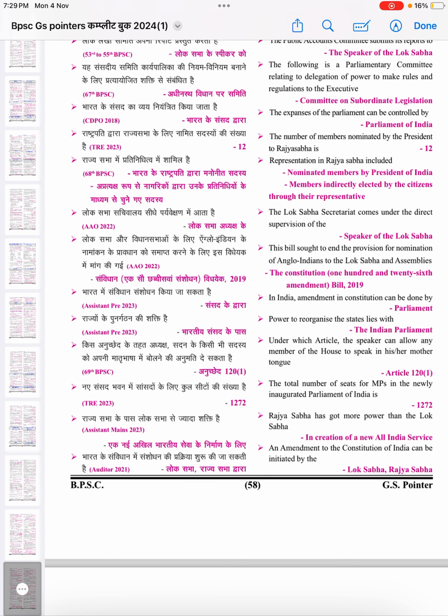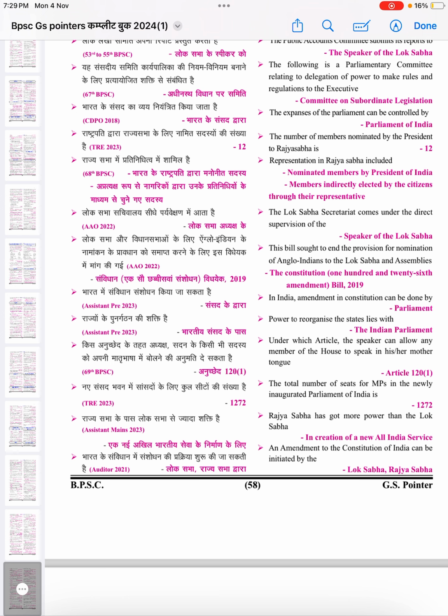This bill sought to end the provision for nomination of Anglo-Indians to the Lok Sabha and assemblies: the Constitution 126th Amendment Bill 2019. In India, an amendment to the Constitution can be done by Parliament. The power to reorganize states lies with the Indian Parliament. Under which article can the Speaker allow any member of the House to speak in his or her mother tongue? Article 120. The total number of seats for MPs in the newly inaugurated Parliament of India is 1272.